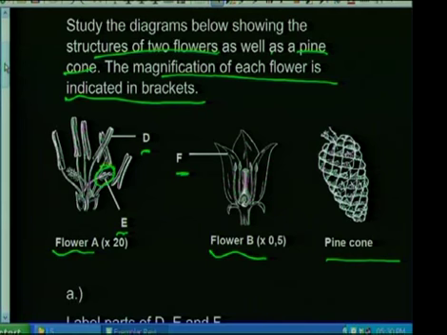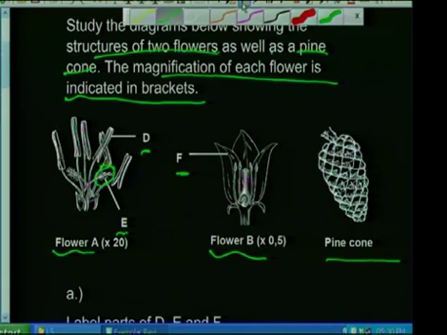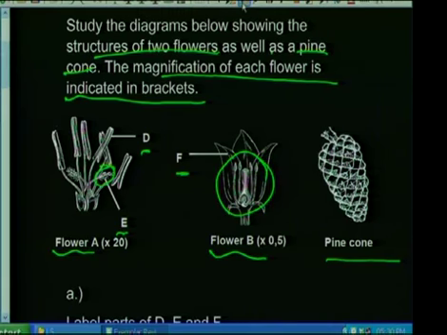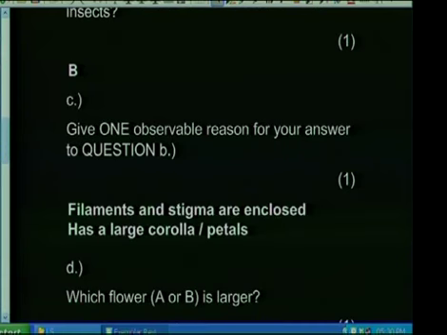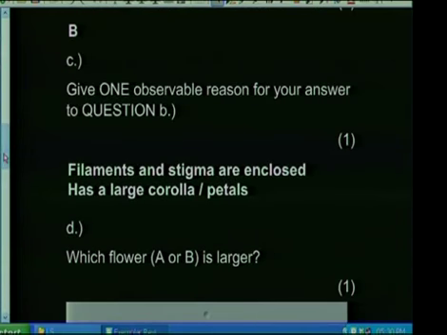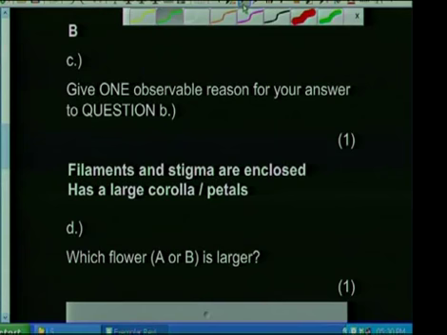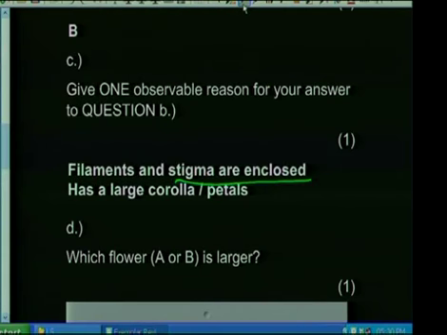It's also showing you that the stigma and the anthers, etc., are all inside the petals. They're covered. In this one here, everything is open. So this one here is probably not pollinated by insects. It would be flower B. Let's see how correct we are again. And the answer is definitely B. Give a reason for that, and I've given you the reasons already. The filaments and stigma are enclosed. They're covered inside. So the insect has to come inside there.